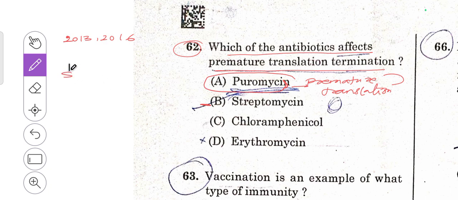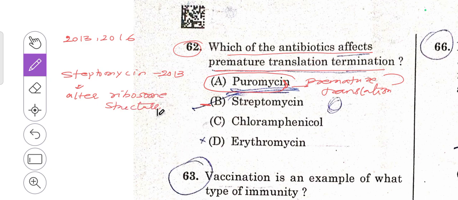streptomycin will do... It was asked in the 2013 question paper, where streptomycin has a function, that is, it alters the ribosome structure so that it can stop or terminate the translation process, so that the production of protein gets terminated.